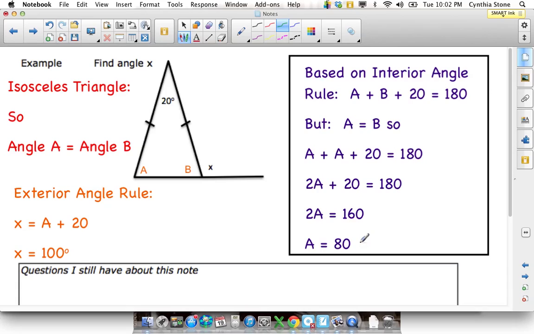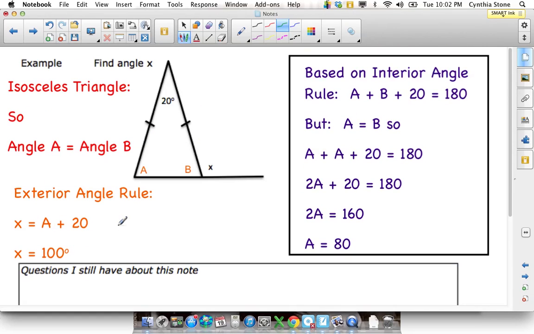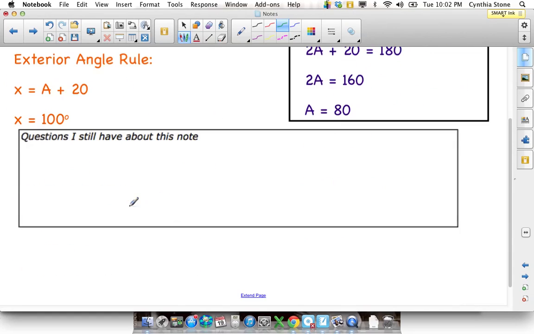Then I can say, all right, X is the sum of these two. So X is A plus 20, X is 80 plus 20, so X is 100 degrees. Okay, so if you have any questions about that, please make a note of it now so that you can ask me next time we're in class. And otherwise, just go ahead and you can try a few of the homework problems. You can wait till you get to class tomorrow.